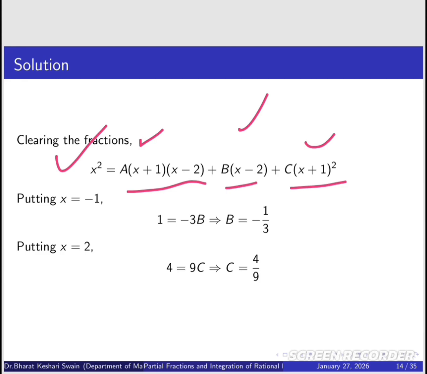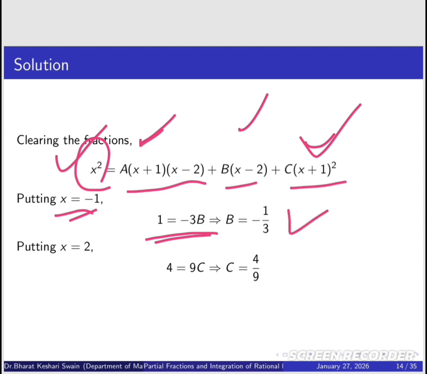So put x equal to minus 1. This will be 0, this will be 0, only minus 1 minus 2, that means minus 3. So minus 3b equal to, in the left hand side, minus 1 square, that is 1. So 1 equals minus 3b, and b equals minus 1 by 3.